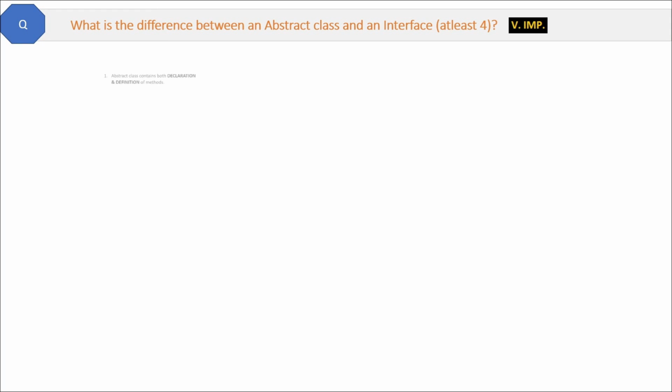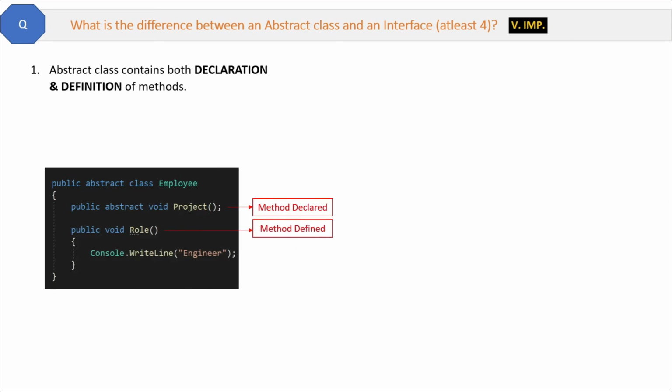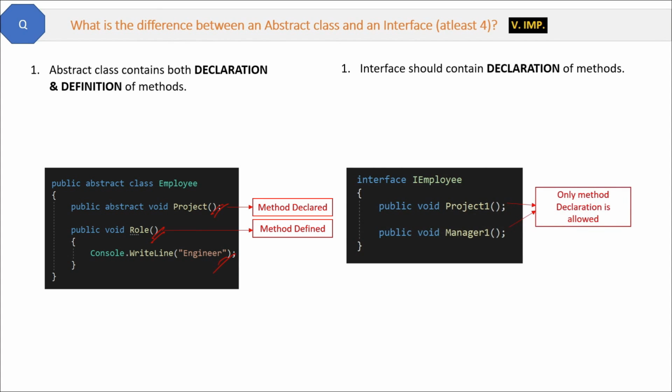First difference is abstract class contains both declaration and definition of methods. Let me show you the code. See, employee class has two methods, project and role. One is declared and another is defined with the body. On the other hand, interface should contain only declaration of methods. Let me show you the code. See, here we have two methods, project and manager 1, and both are just declared. There is no body of these methods.